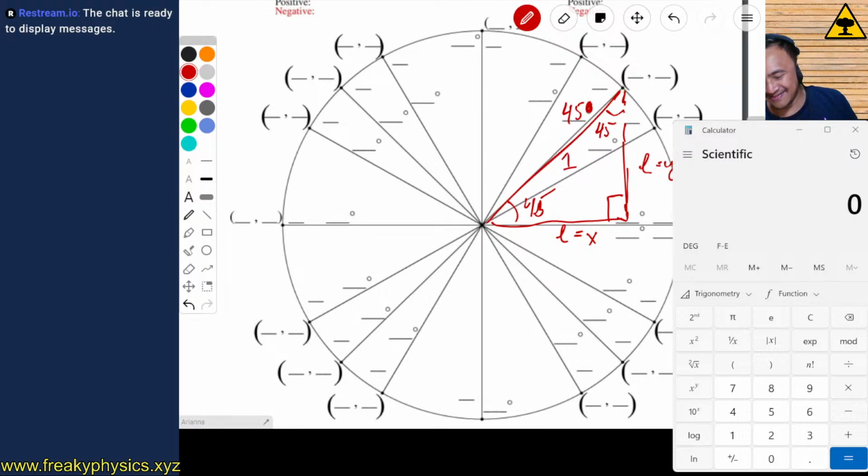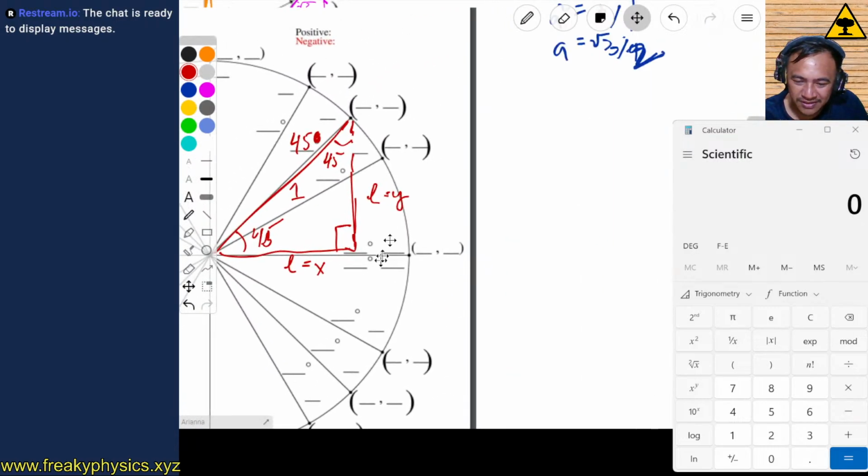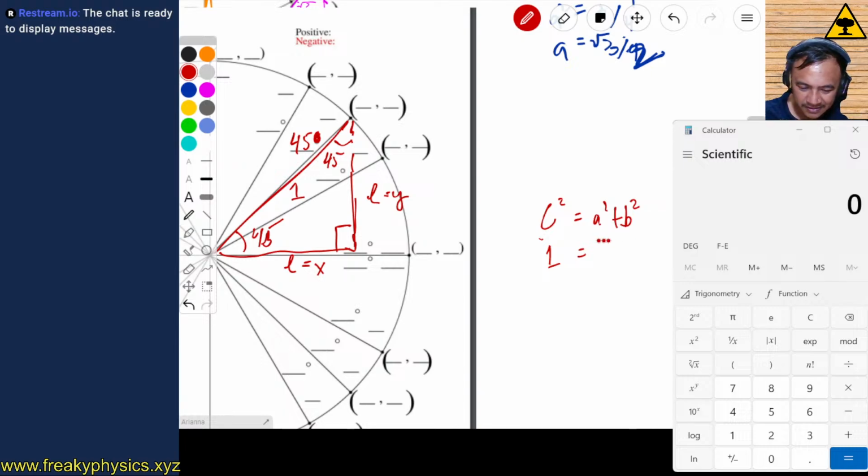So let's use the Pythagorean theorem again to determine what L is. Using the Pythagorean theorem, what do we have here again? C squared equals A squared plus B squared. Then let's put the values in. C is 1, right? Then what's A?